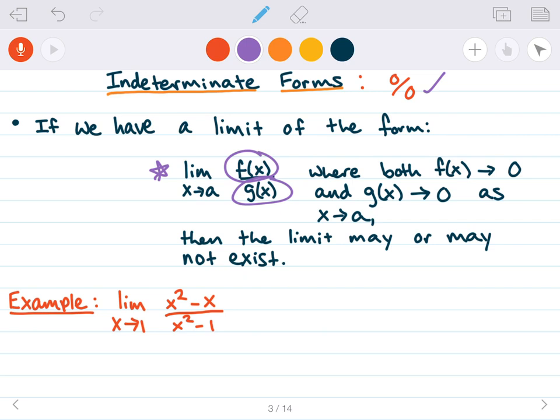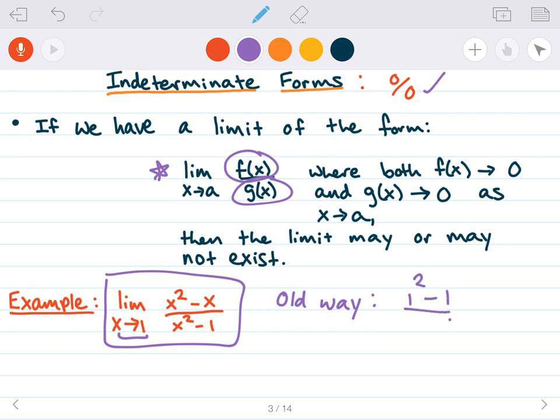Now, we've seen this before in the beginning of the semester. So, for example, this is what we did before. So we plugged in 1 first, because x is approaching 1. That's like our a value. Plug it into the numerator and the denominator, and we have an indeterminate form because we get 0 over 0. All right.